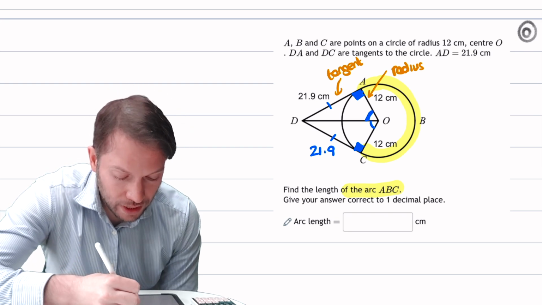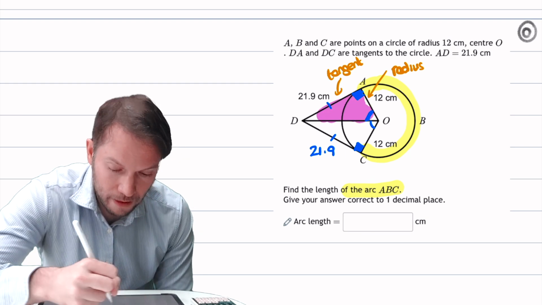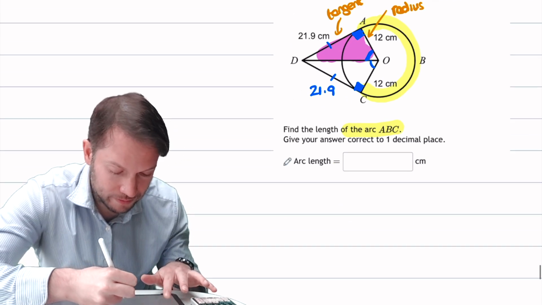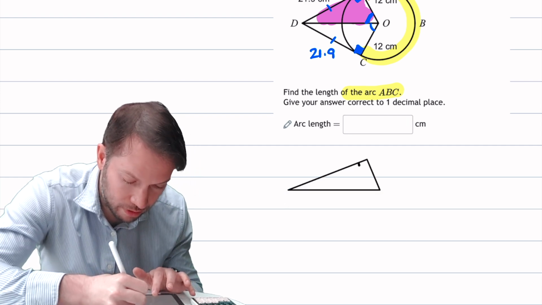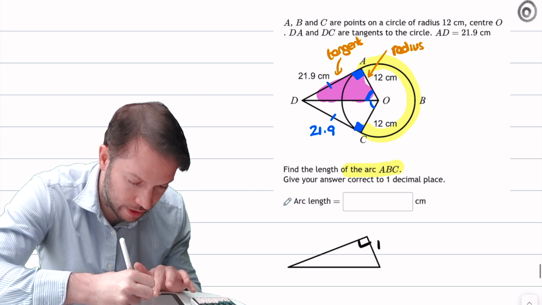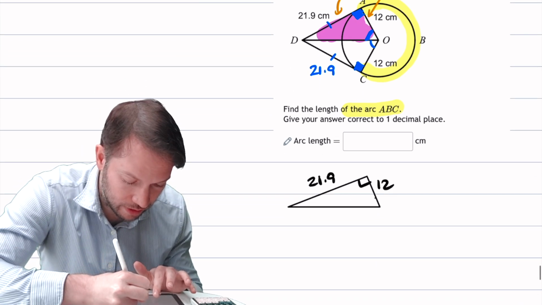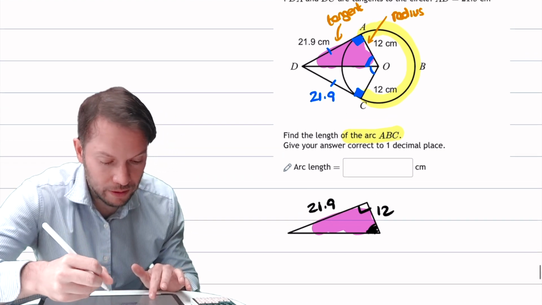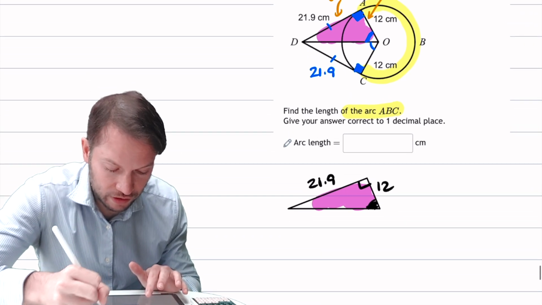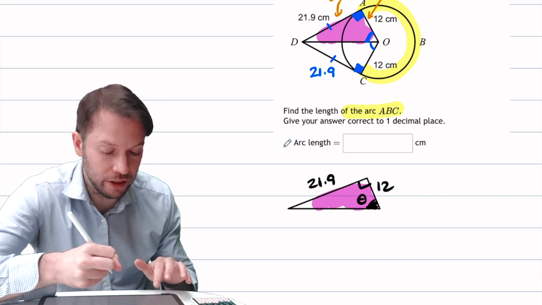So how do we find this angle here? Well, let's concentrate on just this triangle here. If we just draw it separately, we've got the right angle here, and then we've got the 12 here, and we've got the 21.9. And we're trying to find this angle here. So this is the purple triangle. Now, we don't know what this angle is, so let's just call it theta. Theta is a Greek letter we often use for unknown angles.